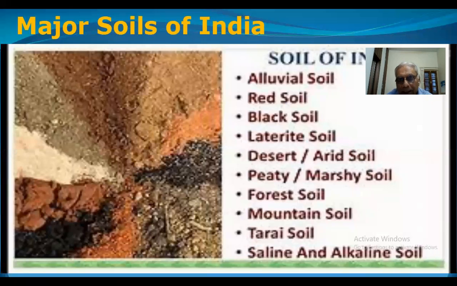Major soils of India. In India, different types of soils are there: alluvial soil, red soil, black soil, laterite soil, desert arid soil, peaty and marshy soil, forest soil, mountain soil, terai soil, and problematic soils, saline and alkaline soil, also acid soils.